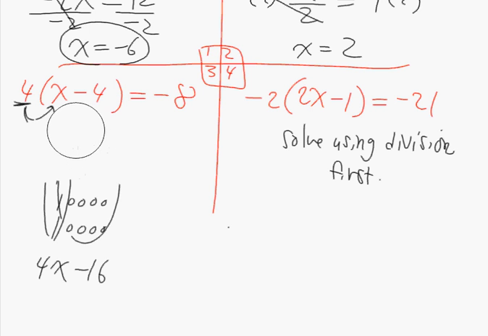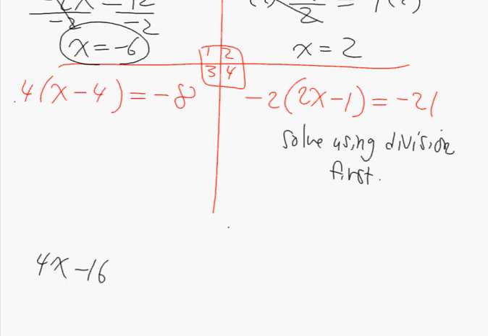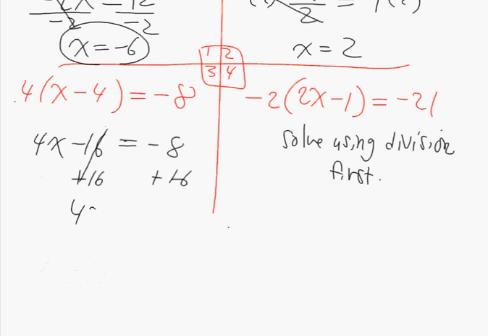So 4 groups of x minus 4 works out to be 4x minus 16 equals negative 8. I'm then going to add 16 to both sides. I get 4x equals positive 8, because 16 positives and 8 negatives is 8 positives. Divide both sides by 4, and x will equal 2.